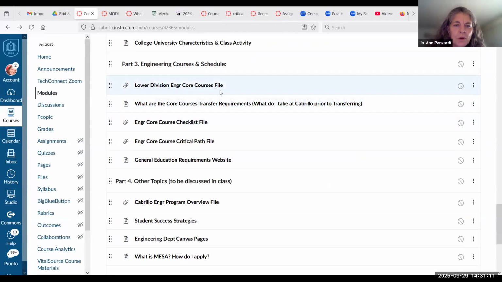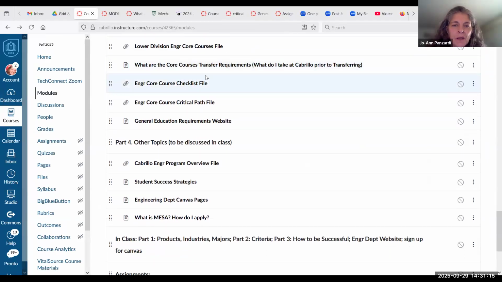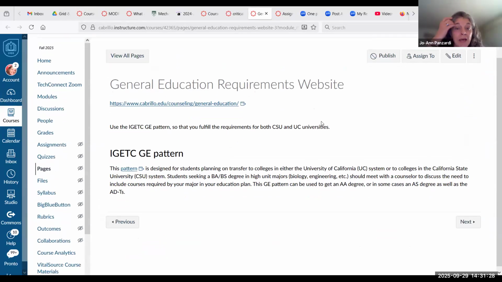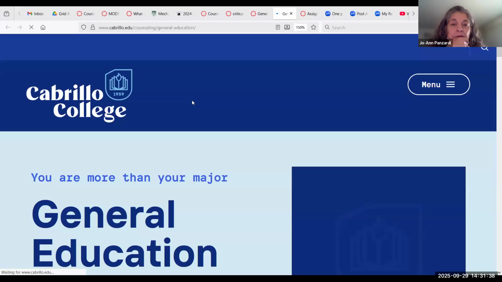So we looked at the core courses, we looked at what we look at to find out which ones we need. We have the checklist, we have the critical path. And then the last thing that you need to know what you take is the general ed requirements. So I'm gonna click on the general ed requirements, and I'm gonna click on here.